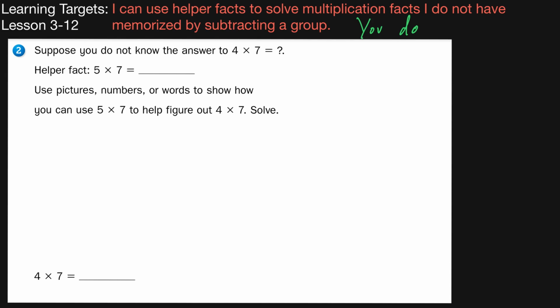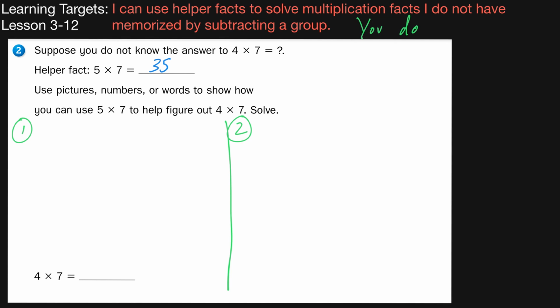So now as we're solving this, I'm using the helper fact of 5 times 7. It gave you the helper fact. I know that 5 times 7 is 35. I counted by my 5s to solve that. So it says use pictures, numbers, or words to show how. I'm going to draw and split a line here. I'm going to show you 2 different ways. So this is way 1, this will be way 2.